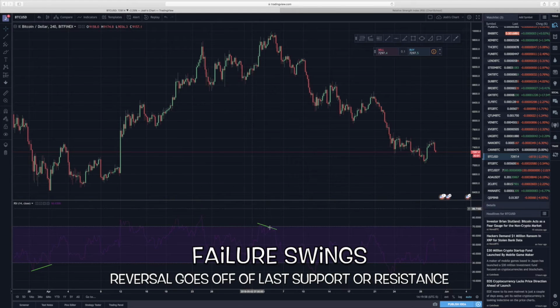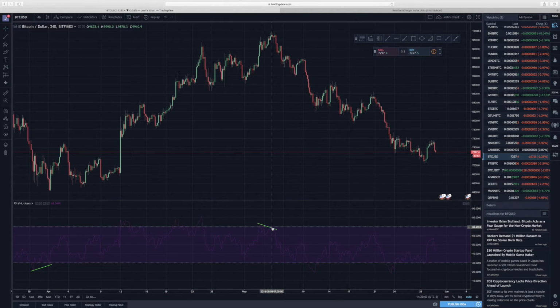And then the failure swings, you just want to watch the RSI and see when it breaks that overbought or oversold point, comes back, meets a resistance somewhere, and tries to come back and touch the overbought or oversold point. And whenever the RSI goes past that last support or resistance, that's that buy or sell indicator that the trend has reversed or will reverse.